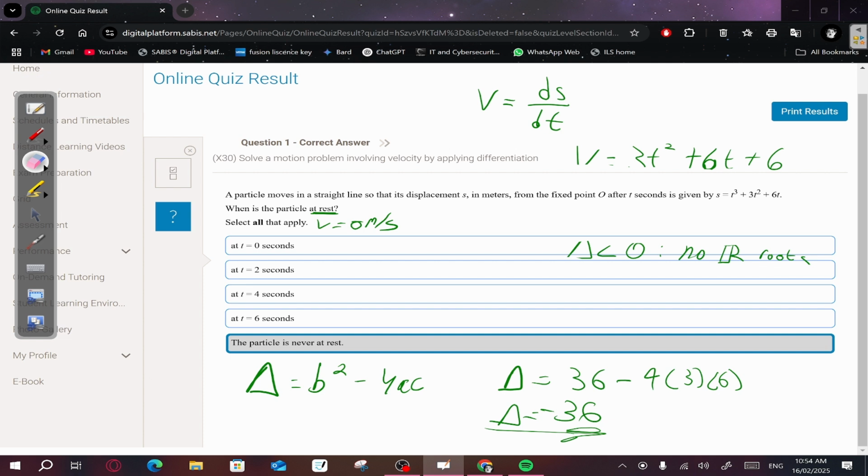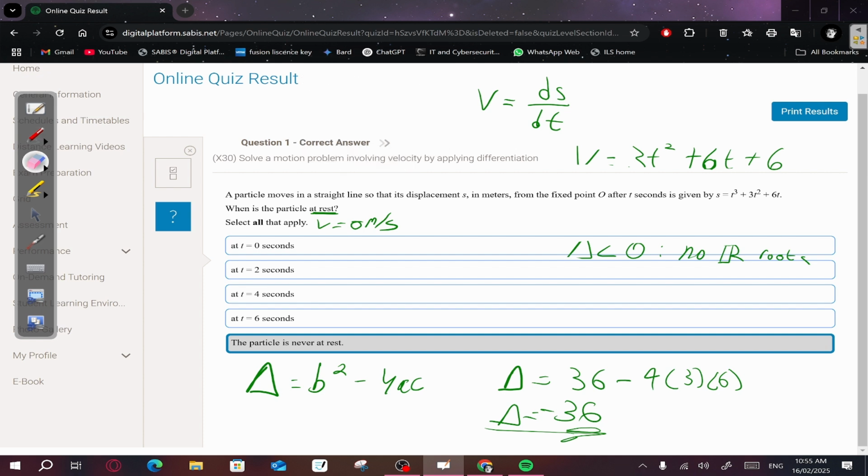We have no real roots, which means that whenever you solve this, we're going to set this equal to 0. And if you were to graph this, essentially what they're trying to say, let's say that here is v, here is the time, it will never pass the x-axis, which is the t, which means that the particle is never at rest, right?